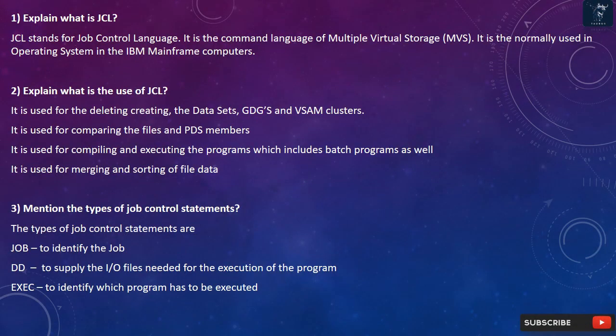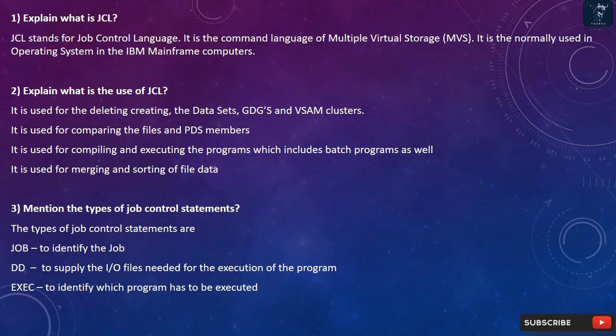1. Explain what is JCL. JCL stands for Job Control Language. It is the command language of Multiple Virtual Storage, MVS. It is normally used in the operating system of IBM mainframe computers.